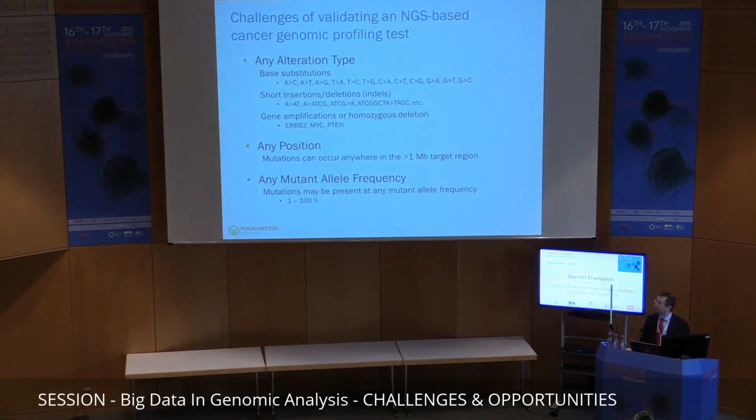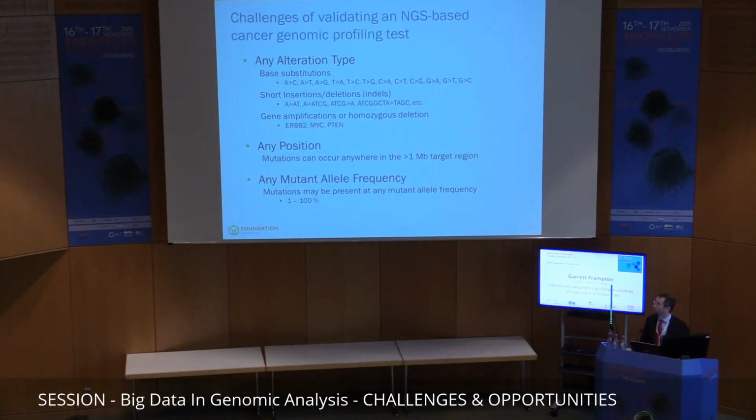A key challenge in validating a next generation sequencing based genomic test is how do you validate a test that covers 1 million bases of genomic space. It's a lot more complicated than validating a test that detects a single mutation. A tumor specimen can have a mutation of any of these types at any position in the test region and at any mutant allele frequency. So getting actual reference specimens that reflect this full diversity is not possible. Those materials are not available currently.